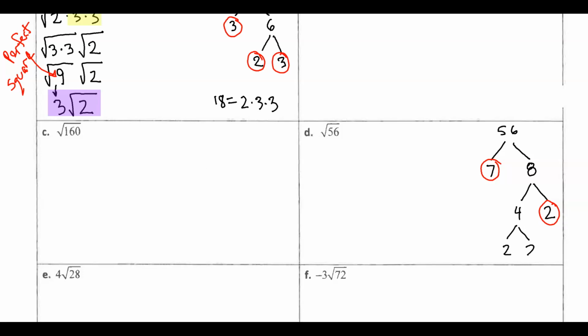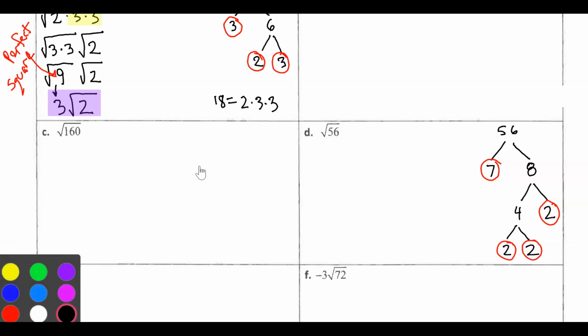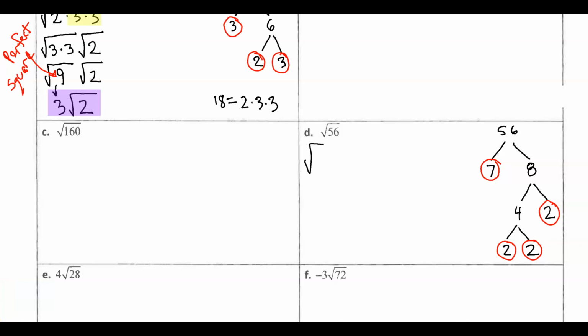Alright, if you need to pause the video, if it's going too fast, feel free to pause it. And again, these are prime, so I'm going to circle them, so those are the ends of the branches. So now the square root of 56, I'm going to put these in order from smallest to largest, so it's the square root of 2 times 2 times 2 times 7. Right? 1, 2, 3 2's and a 7.